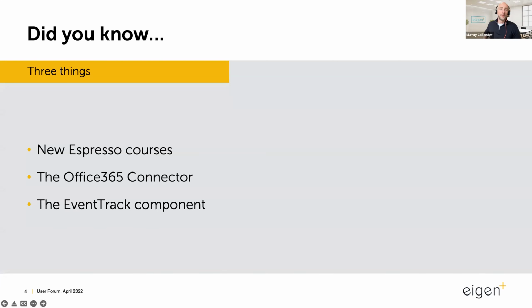So what's new? There's three things I want to talk about here. One is the new espresso courses that we've got on the Eigen Academy. At the last user forum, I talked about the new Eigen Academy we had and the online training courses. Well, we've added to this now, and we've got some espresso courses which just focus on one aspect and let you go into detail in one area rather than having the broad course that covers everything. We've also got the new Office 365 connector that Miles will go into detail on later.